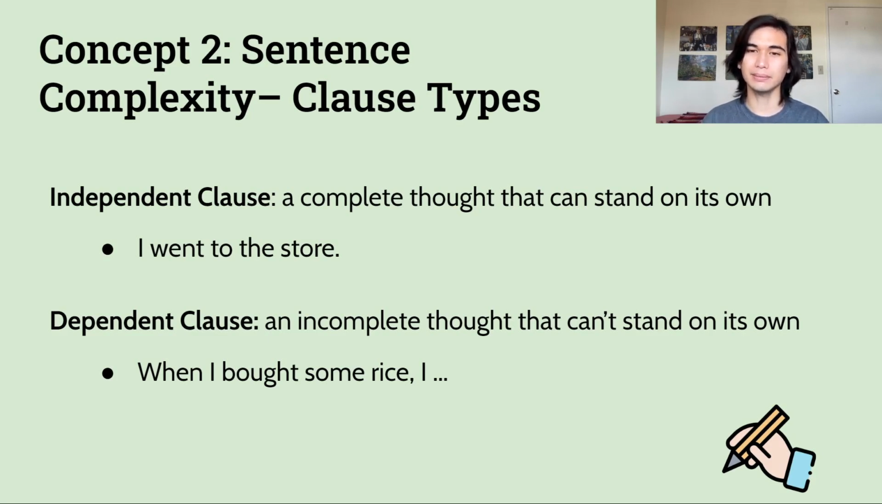This clause is dependent because of the subordinator when. Subordinators include words like since, because, and although. There are too many to list right now, but pay careful attention when you use subordinators. This distinction is important because the four sentence types use varying combinations of independent and dependent clauses.